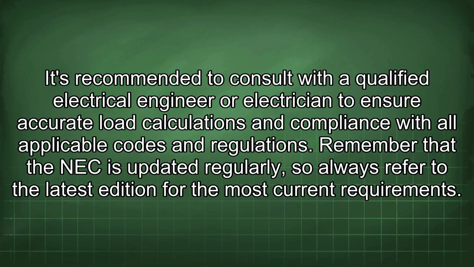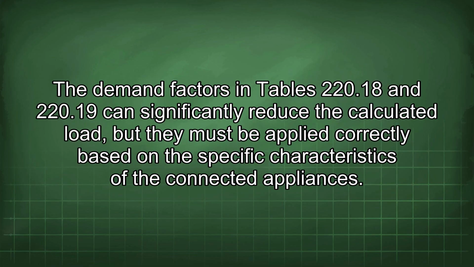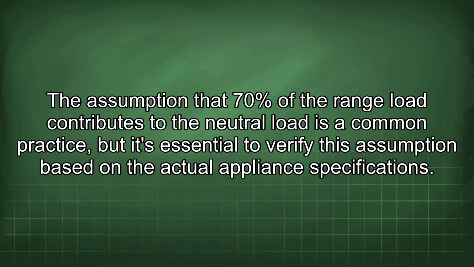Remember that the NEC is updated regularly, so always refer to the latest edition for the most current requirements. The demand factors in tables 220.18 and 220.19 can significantly reduce the calculated load, but they must be applied correctly based on the specific characteristics of the connected appliances. The assumption that 70% of the range load contributes to the neutral load is a common practice, but it's essential to verify this assumption based on the actual appliance specifications.